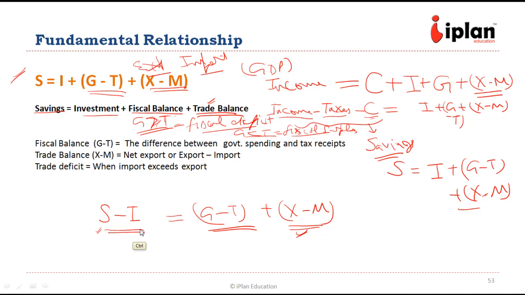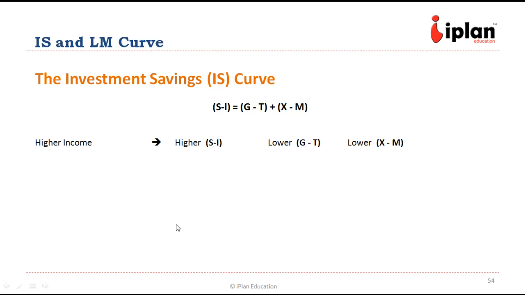From this important relationship, we can look at further derived concepts of IS curve, LM curve. Let us start looking at them. Let us take the investment savings curve first, the IS curve, which is coming from the same relationship. We have already derived it. S minus I is equal to G minus T plus X minus M. This is our fiscal deficit. This is our trade balance. S minus I is the difference between the savings and the investment.